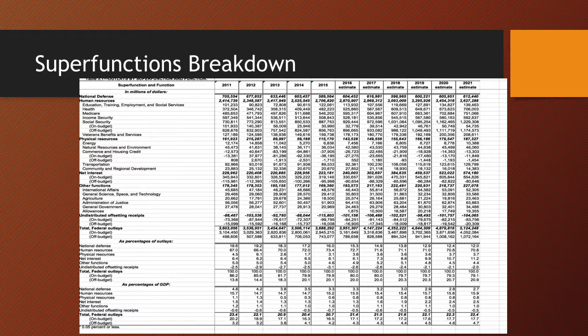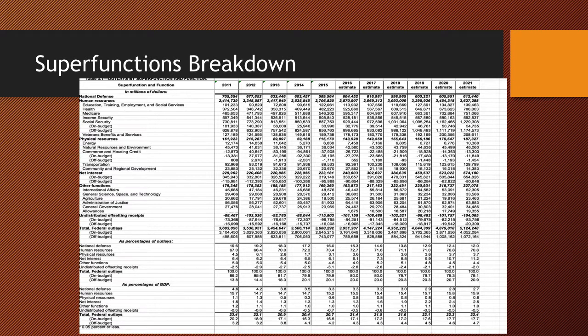But anyway, looking at this spreadsheet, our largest superfunction category is actually human resources. That includes things like Medicare, income security, Social Security, and education. This is the largest component of our federal budget. National defense is roughly $603 billion. Now keep in mind, not all defense expenditures or outlays are on budget, so this does not include all national defense, but this is what we are allowed to list as being allocated. Our smallest superfunction falls under the area of physical resources.